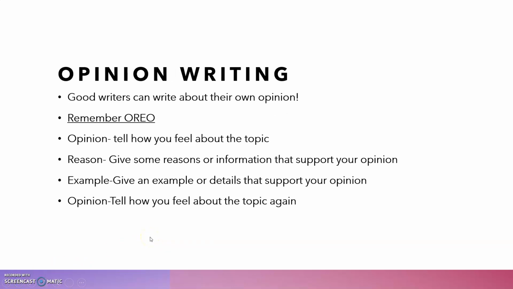In opinion writing, good writers can write about their own opinion. Remember, it's what you feel strongly about. It's if you love chocolate ice cream, but maybe I love strawberry. That's my opinion. Remember the acronym OREO when you break it down. The O stands for opinion, tell how you feel about that topic. The R stands for reason, give some reasons or information that support your opinion. The E stands for example, give an example or details that support your opinion. And the last O is another opinion, which tells how you feel about that topic again.